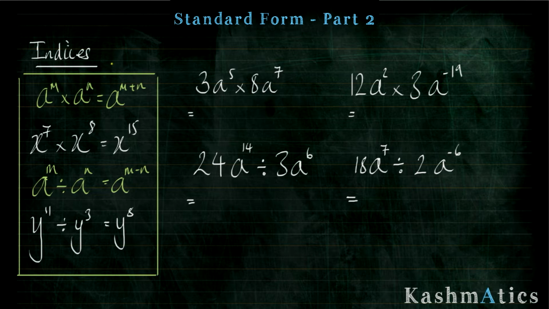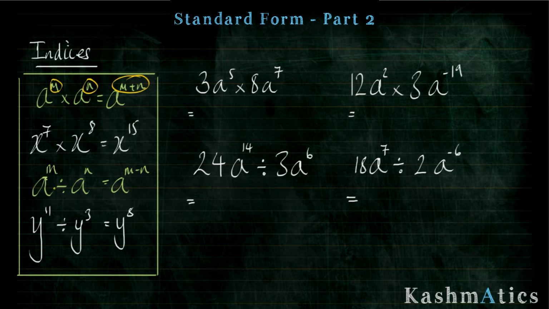Now before we go through some examples, we need to cover some rules of indices, and hopefully this is just a recap for you. When you multiply powers of the same number, you add the powers, and that's what's going on over here. So x to the power 7 multiplied by x to the power 8 gives you x to the power 15. 7 plus 8 is 15.